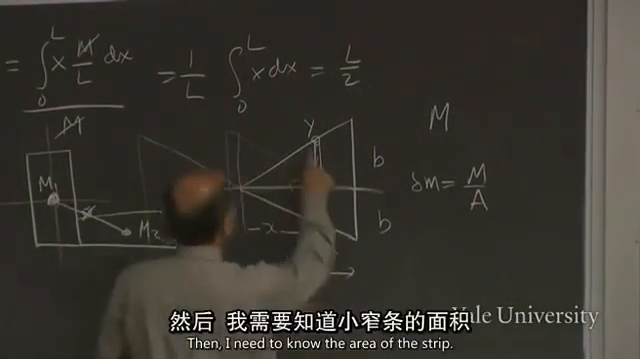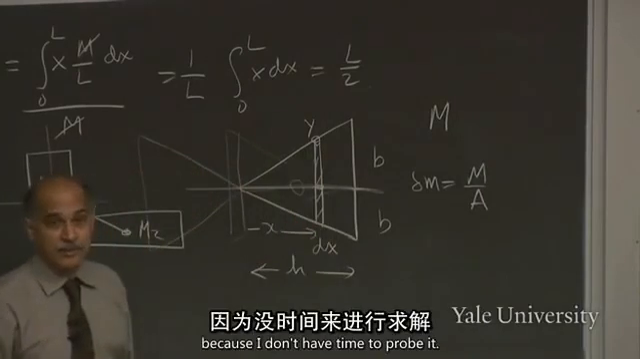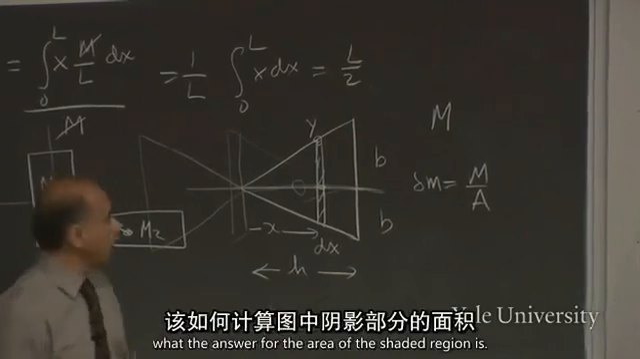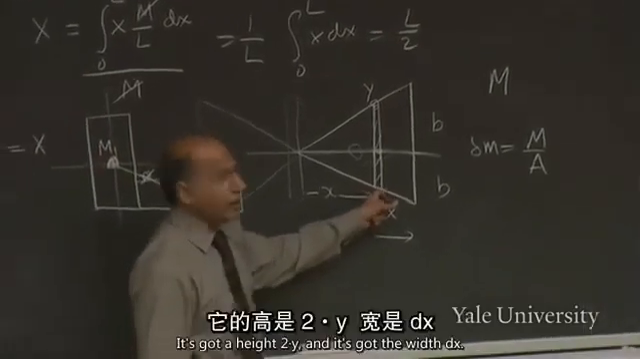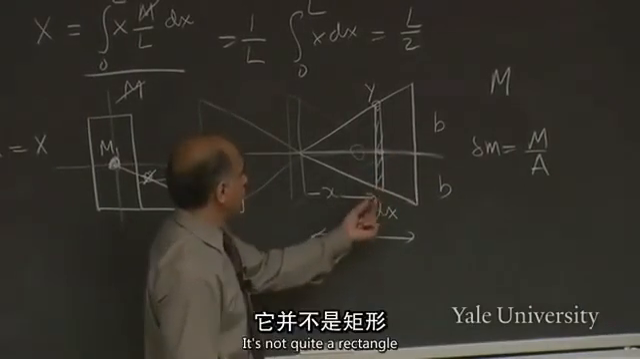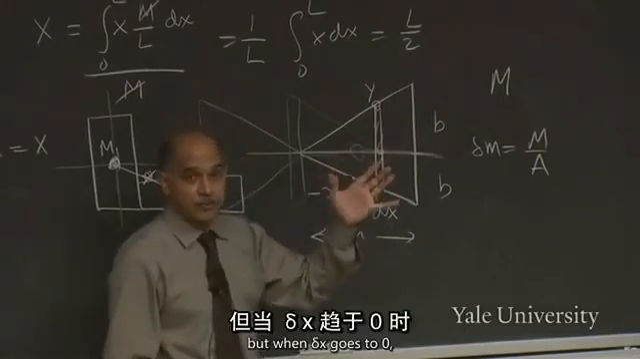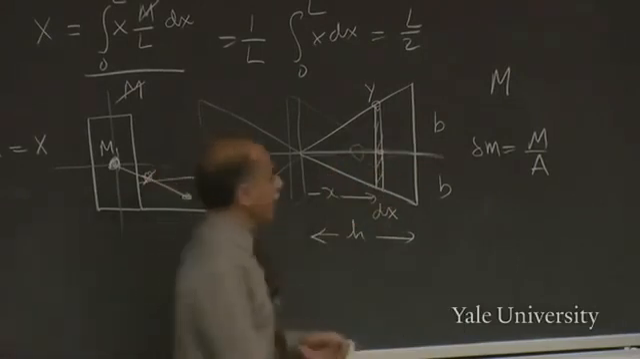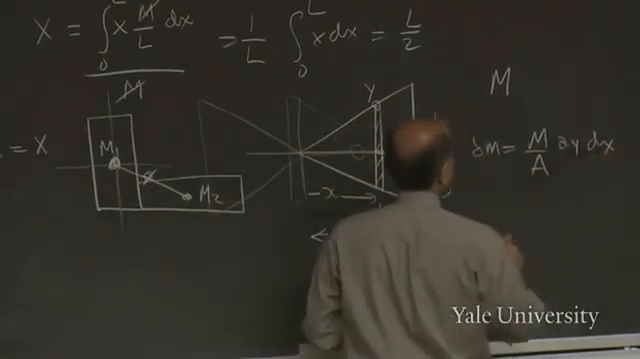But then I need to know the area of this strip. I'm going to give the answer, because I don't have time to probe it, but you should think about what the answer for the area of the shaded region is. It's got a height 2y, and it's got the width dx. It's not quite a rectangle because the edges are slightly tapered, but when delta x goes to 0, it's going to look like a rectangle. So the area is 2y delta x.